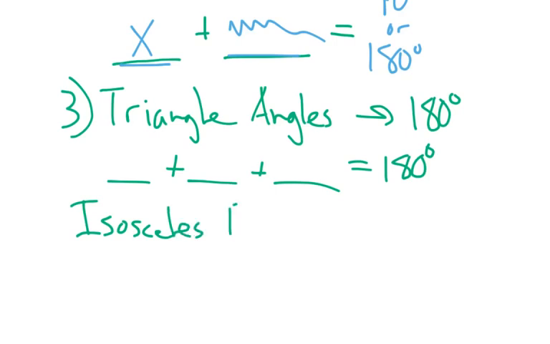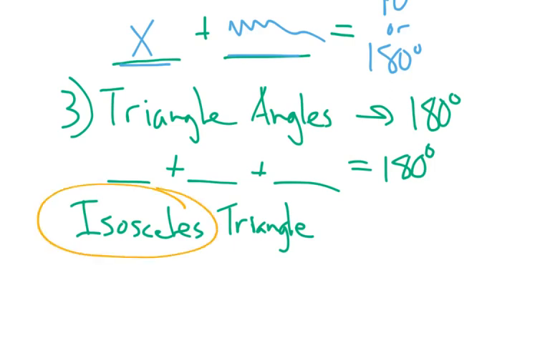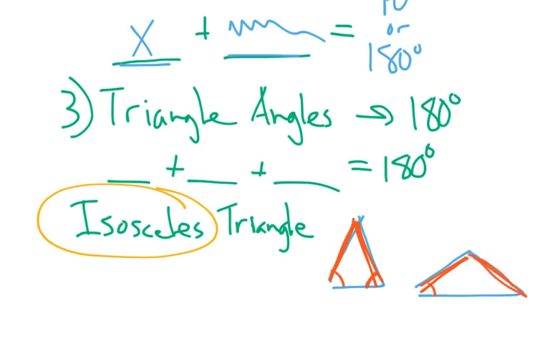Isosceles triangle. Now, this is another geometry concept that you're going to need to know. That is a triangle that looks something like this or like this. And the idea is that these sides are the same. They're congruent. These sides are the same and congruent. These angles are also the same and congruent.